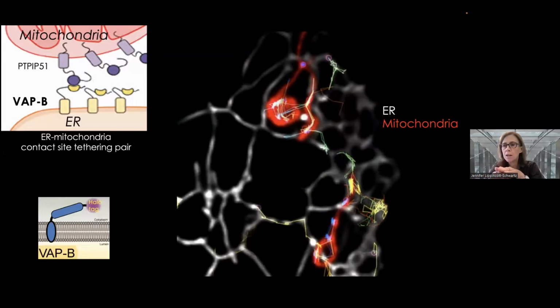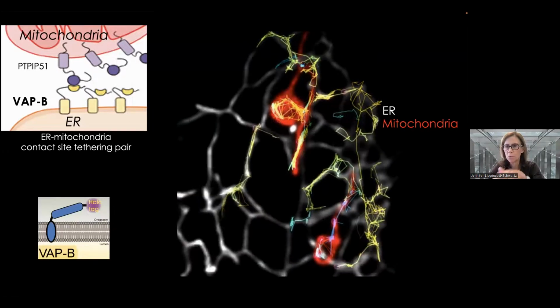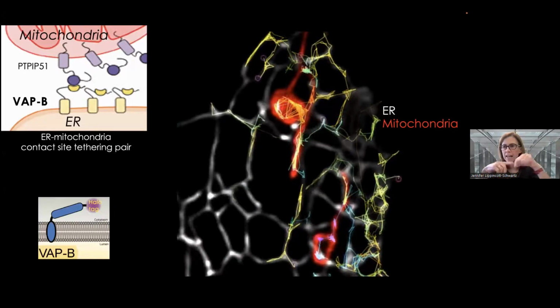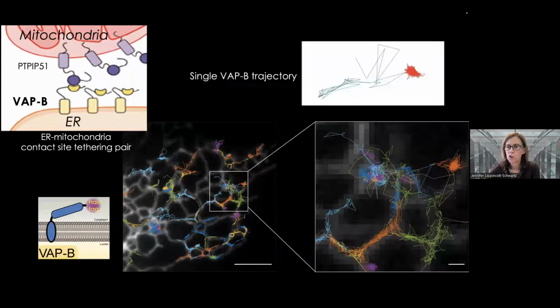It's still moving, and it can move in and out of the regions of close association between ER and mitochondria, but it likes hanging out in that region. And this is illustrated here, where we're just summing up in different colors the different trajectories of VAP-B that we're acquiring. And you can see these little hot spots where VAP-B is changing its trajectory very, very quickly over time.